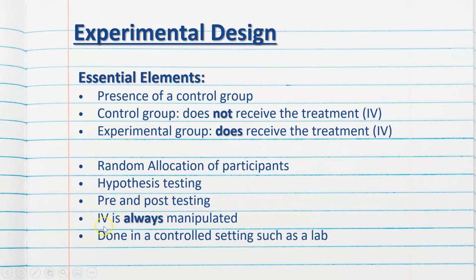Now, in an experimental design, the IV is always manipulated. We always have control over that as the researcher. And it's done in a controlled setting, such as a lab. It doesn't always have to be a lab, though, like I said in class. So it's not your traditional lab, typically with Bunsen burners and taps and things like that. A lab to us may just be a room with a projector or a room with just the necessary apparatus. It can also be done outside.